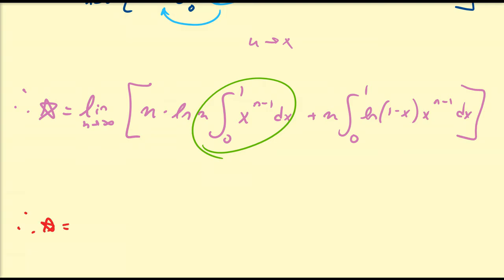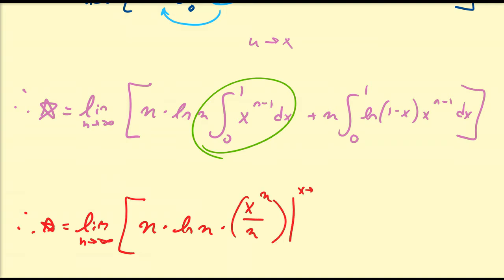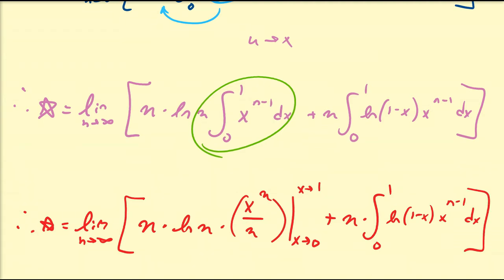So star is going to be equal to the limit, as n goes to infinity, of n times the natural log of n times, so when we increase the power by 1, we're going to get x to the n, so our new exponent is n, and we need to evaluate this as x goes to 1, subtract x goes to 0. And this last integral we'll deal with in just a moment. So that's n times the integral from 0 to 1 of the natural log of 1 minus x times x to the n minus 1 dx.